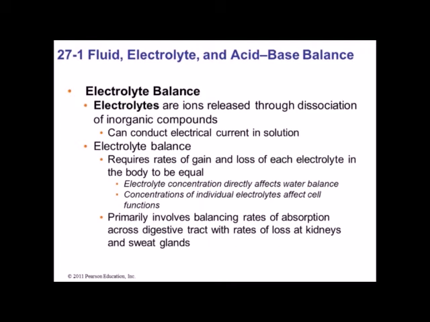Potassium, sodium, all can affect the function of the cell. So electrolyte balance primarily involves balancing rates of absorption across the digestive tract and rates of loss at the kidneys and sweat glands. So we know that when you have too much calcium in your body, you will have an increased loss of calcium in the urine. If you don't have enough calcium within your system, you'll have increased absorption of calcium across the digestive tract. So those are the kinds of regulations that we're talking about.